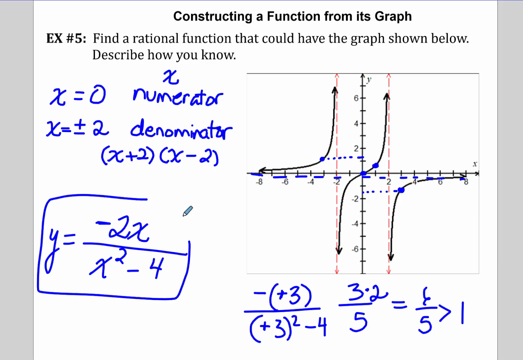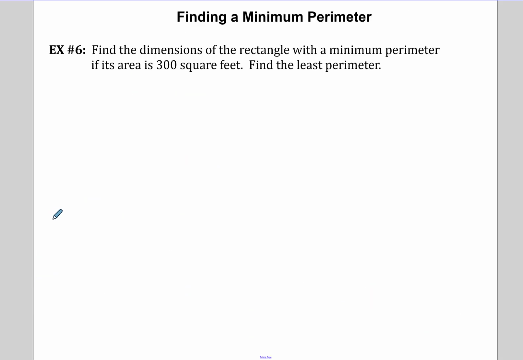So I have some form of a rational function that could describe the graph that's shown in that picture below, using that kind of logic and that kind of reasoning. I used origin symmetry, I used where the 0 was, I tested some points, and let's see, do we have y = 0 for a horizontal asymptote when the power in the top is smaller than the power in the bottom? I think we're good to go there. Okay, 2 more examples and then we're done.